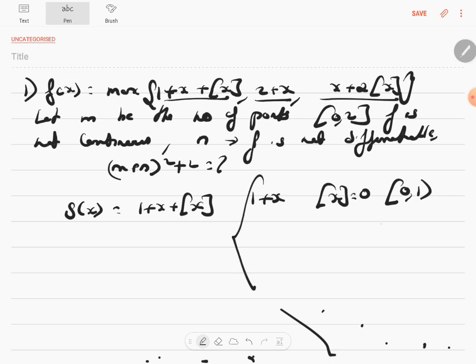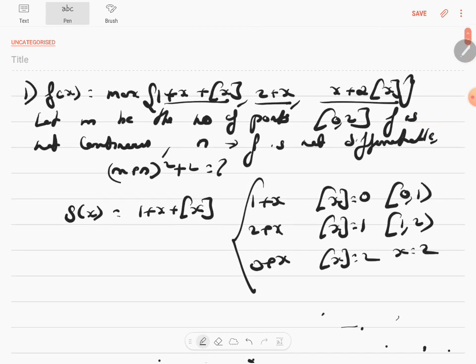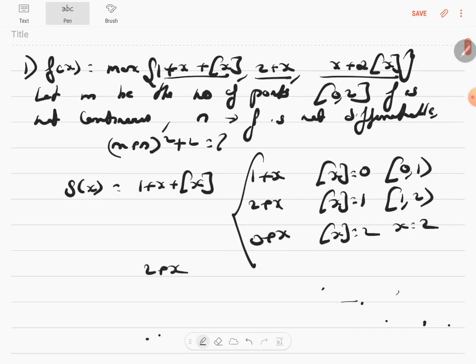Like that I am redefining the function from 1 closed to 2 open. During this interval the greatest integer function is 1, so the function is 2 plus x. And at 2 alone, because it only extends from 0 to 2 closed, at x equal to 2 the greatest integer function of x will be 2, so it's 3 plus x, and thus you can redefine g of x. The next function is simply 2 plus x, and there's no redefining.